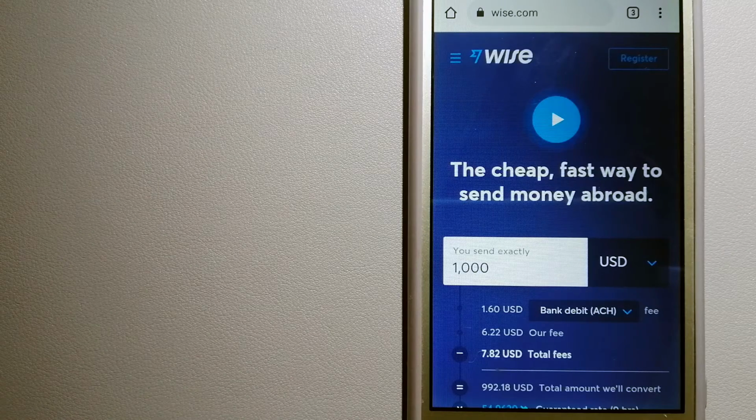We are going to talk about three ways to send money if you are in Slovakia and you want to send money to United States. Why do we have to send money overseas? There's a lot of reasons for that.